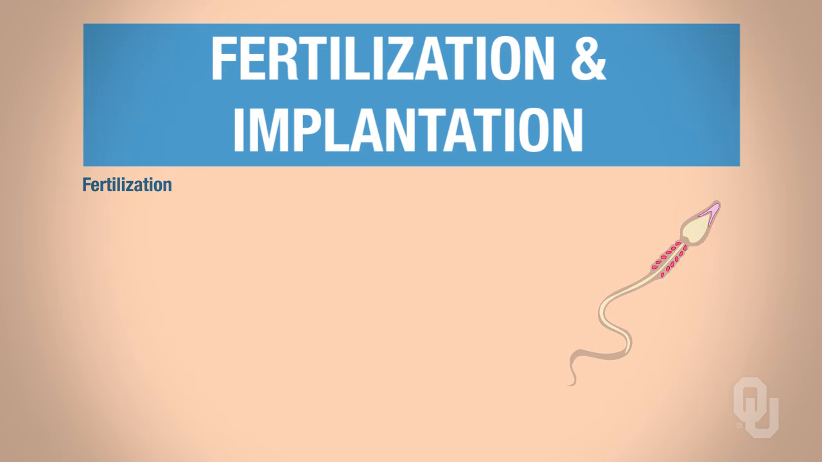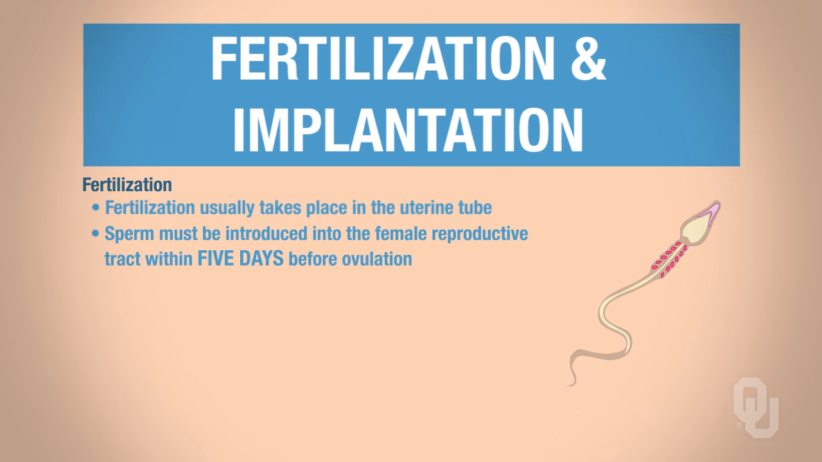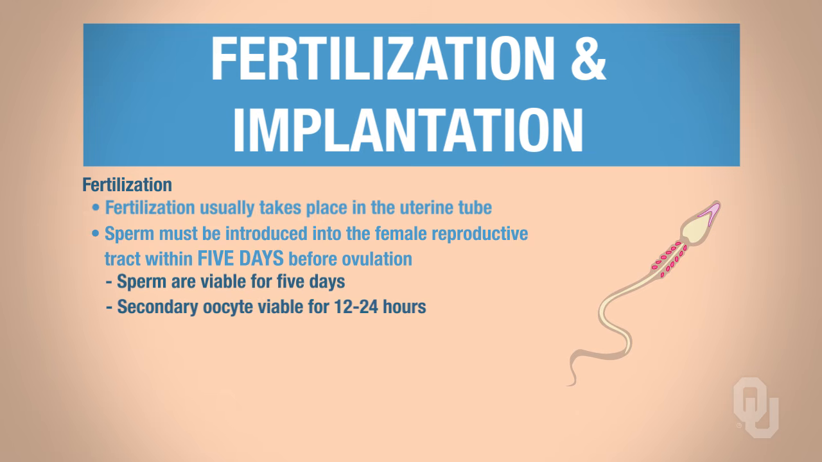So in fertilization, usually, and I put usually because that's what is normal, it takes place in the uterine tube, as I've mentioned in previous video lectures. Sperm have to be introduced into the female reproductive tract within 5 days before ovulation. Timing is everything, all right? The sperm are viable for 5 days, and the secondary oocyte is viable for 12 to 24 hours.